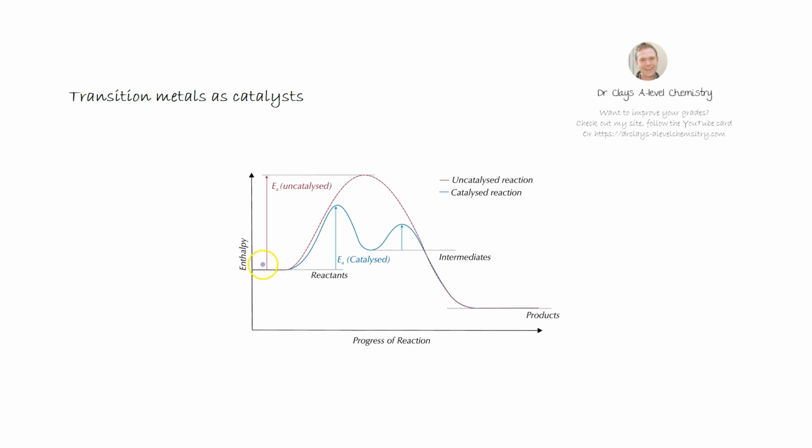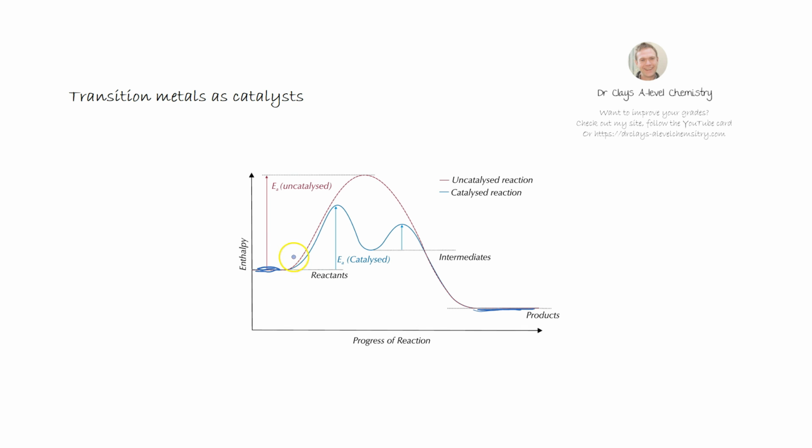Well, catalysts here all work in a very similar way. Here we've got an energy profile diagram. We've got enthalpy or energy up the left-hand side and progress of reaction along the bottom. On the left-hand side, we've got the reactants, and on the right-hand side, we've got the products. This happens to be an exothermic reaction. It doesn't really matter if it's endothermic, it just shifts the position of the products.